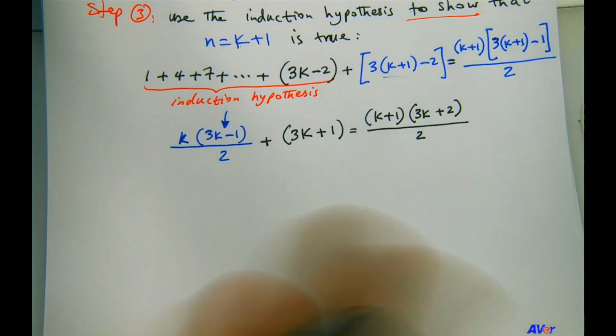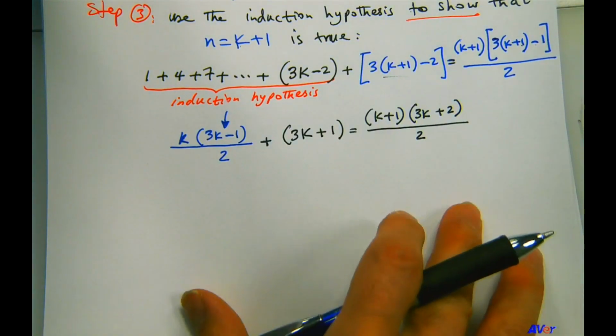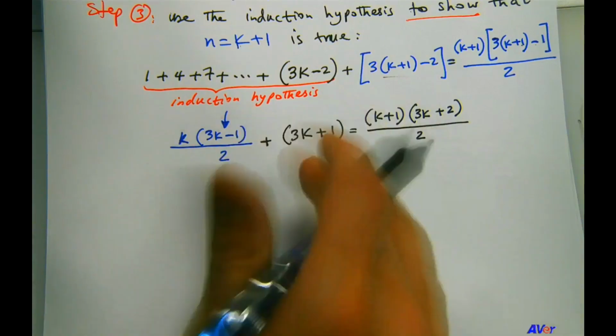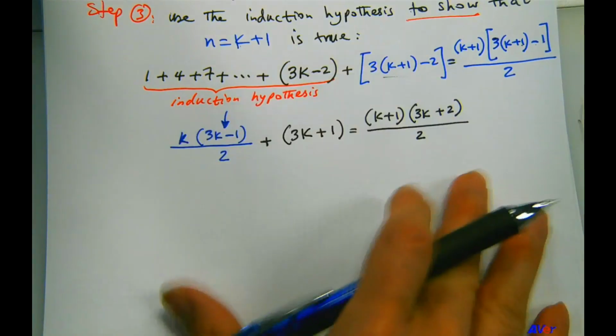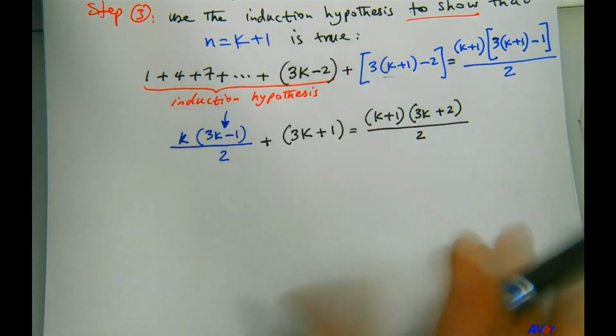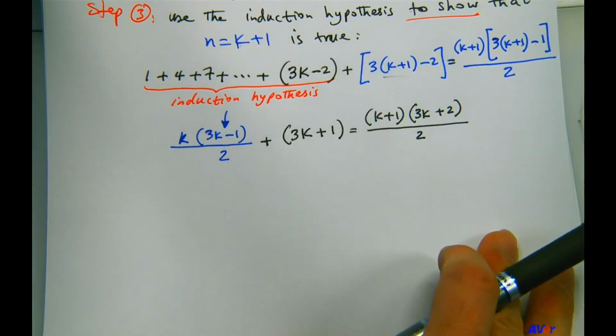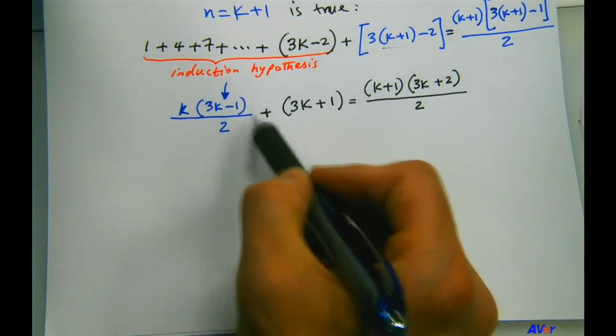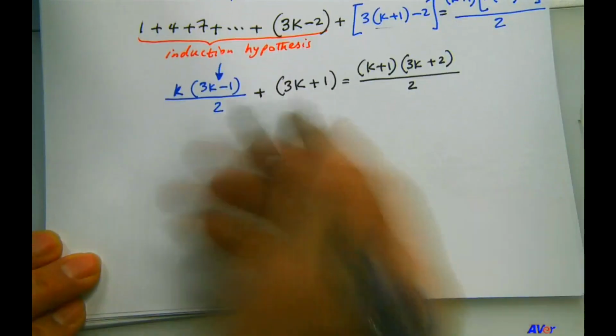Okay, I hope this is making sense. Okay, we're just simplifying now. We're doing the algebra after plugging in for n with k plus 1. Okay, so now let's take the common denominator on the left-hand side.